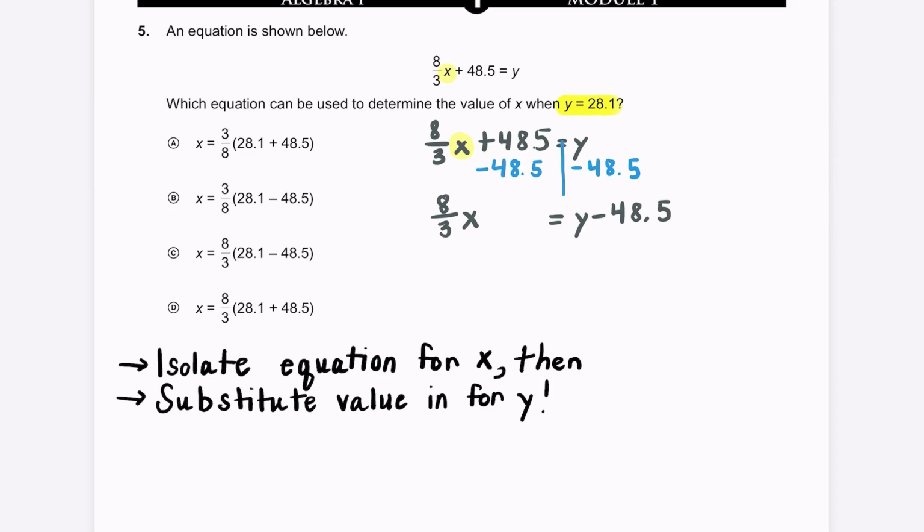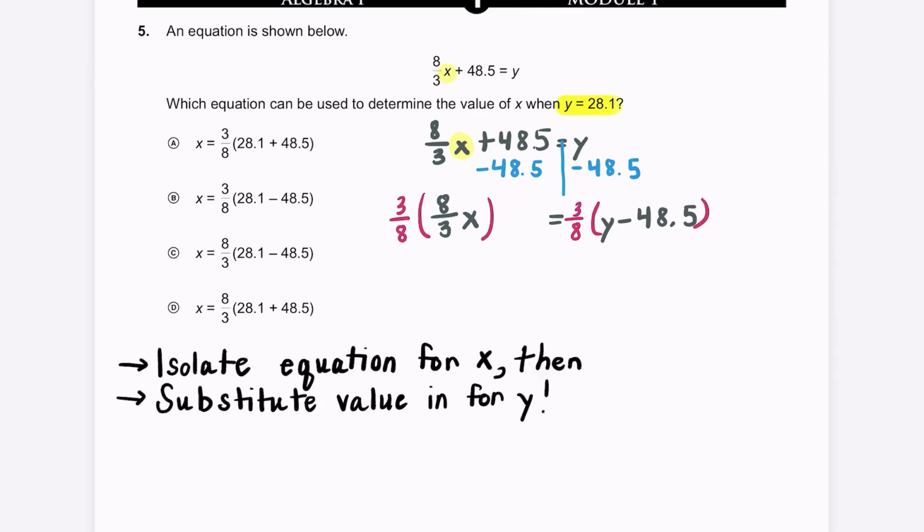And now to undo that multiplication of 8/3, when you are multiplying by fractions, we like to get rid of that by multiplying by the reciprocal of that fraction. So multiplying this entire side by 3/8, because 3/8 times 8/3 gives you 1, so it cancels that 8/3 out. I'm just going to move this over a little bit.